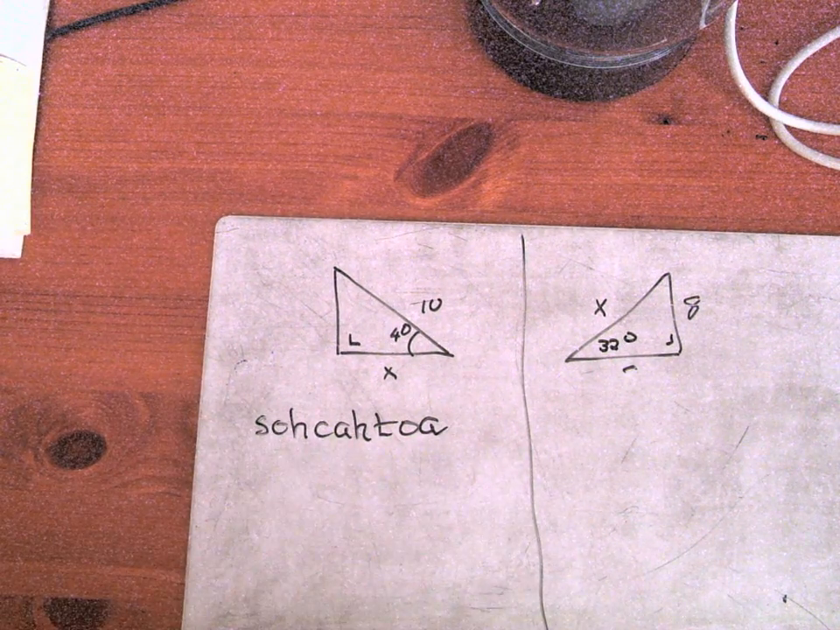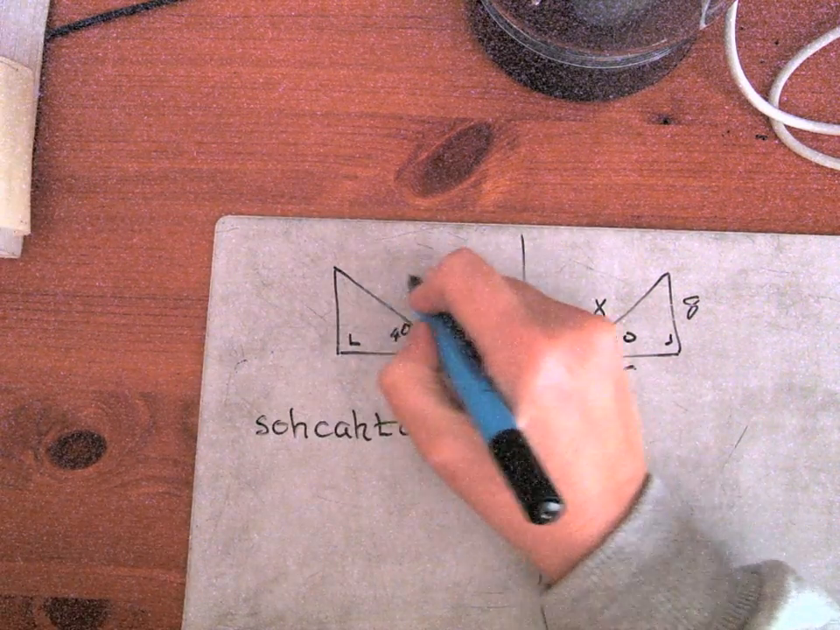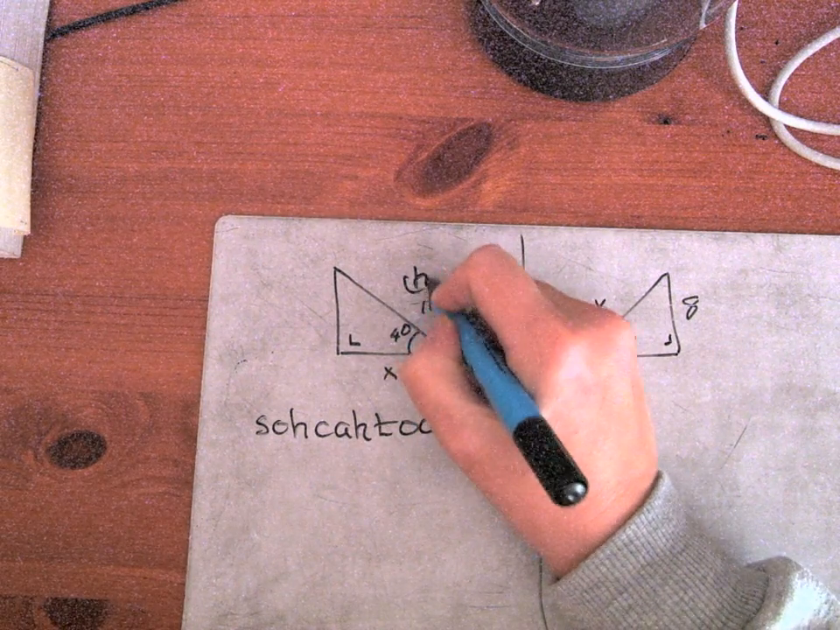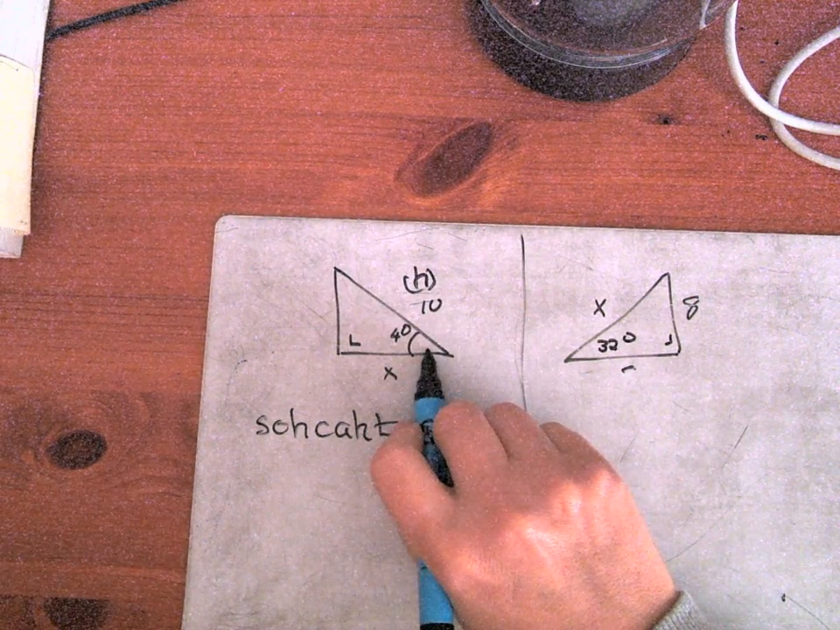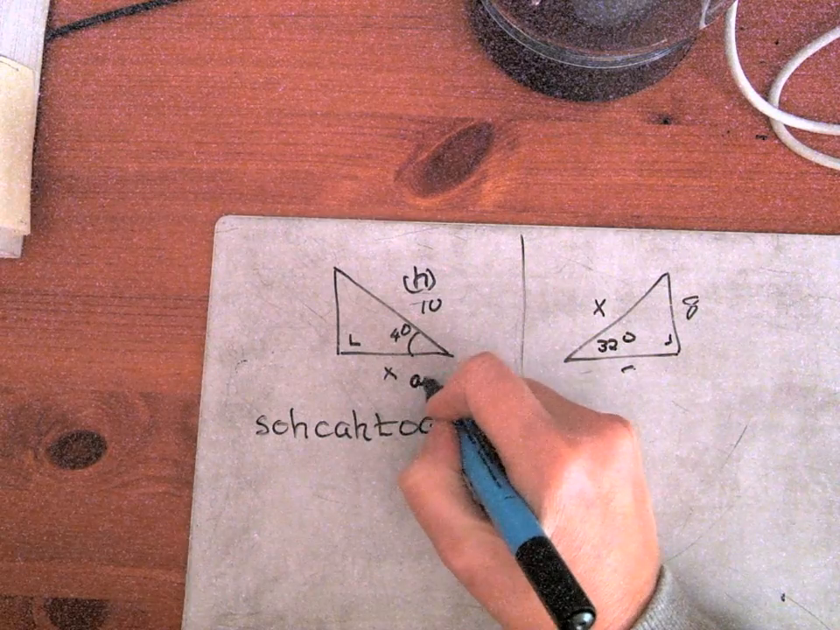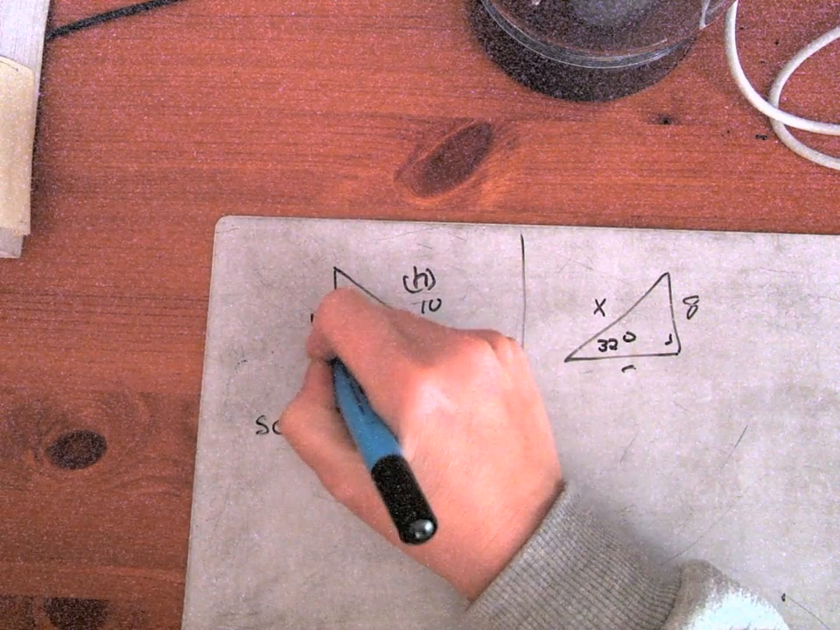Step 1, label. The hypotenuse is straight across from the right angle. We're talking about this angle here, so the x is beside it, so that means adjacent, and this is opposite.